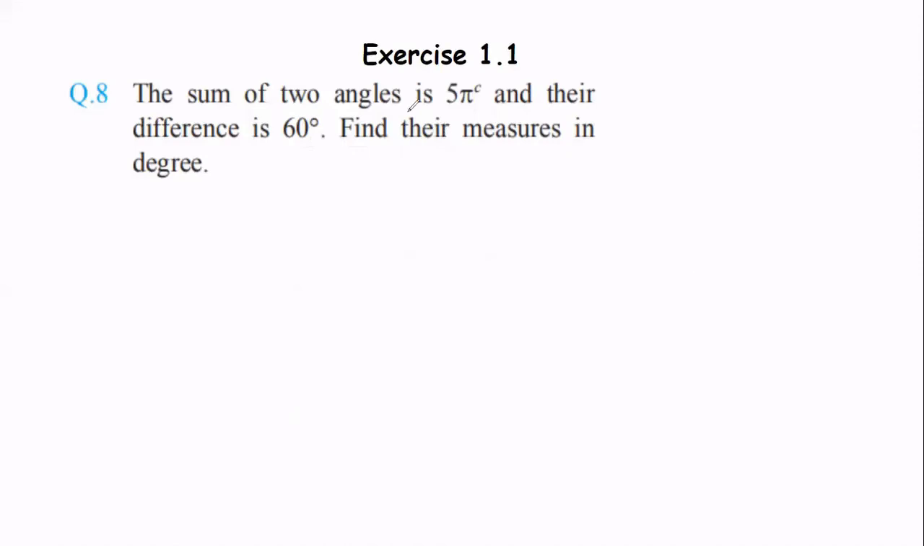So let's read the question first. The sum of two angles is 5 pi radian. Okay, so let's assume the two angles, so this is the solution part. Let the two angles be x and y. So the sum of two angles x and y is 5 pi radian.